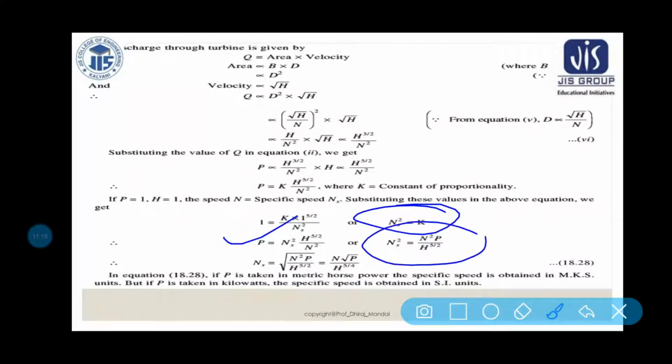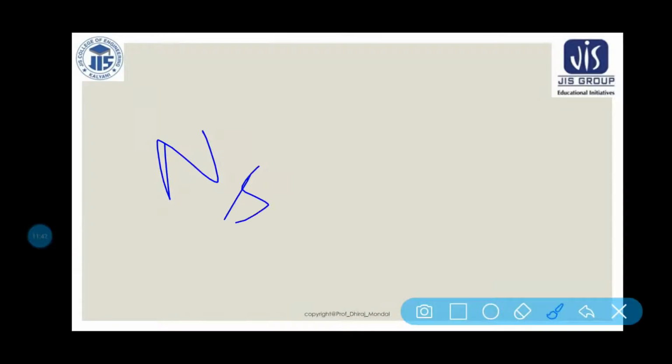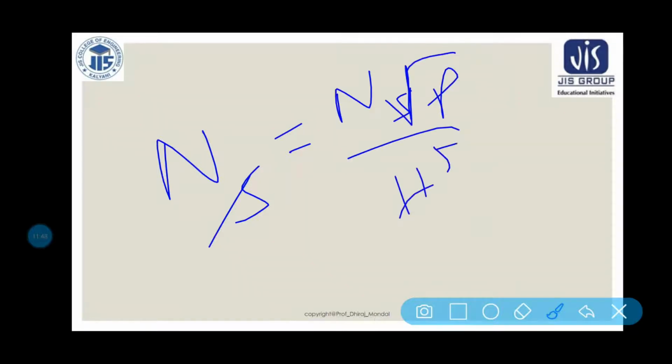So ns square is this, and ultimately if I am calculating, then ns can be written as n root p by h to the power 5 by 4. When root over the sign is coming out, then you will be getting this. That means when root over is removed, then n root p by h to the power 5 by 4. So this is your ultimate equation. Specific speed of a turbine is equal to n root p by h to the power 5 by 4.